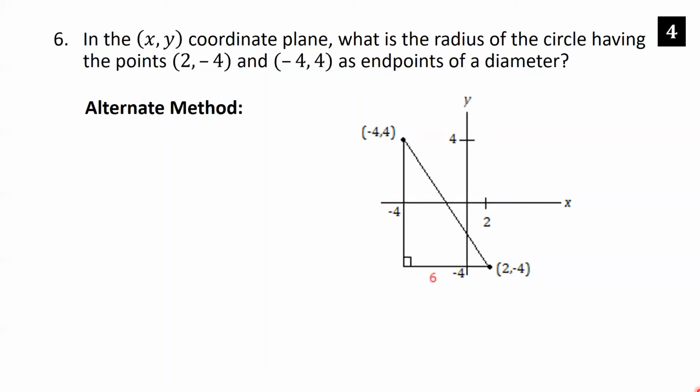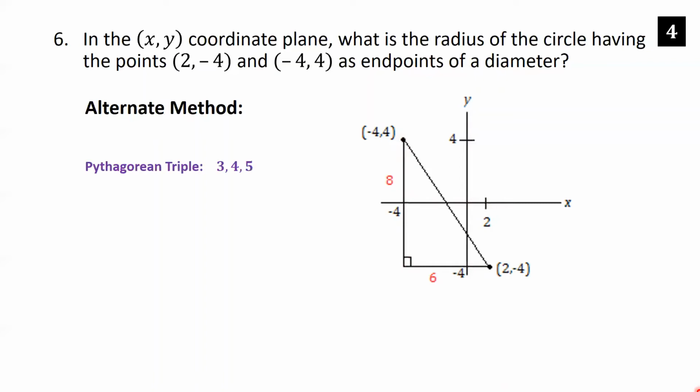And notice that the length of this leg is 6, right? How do I get that? Because it's going from -4 to 2, right? -4 to 0, that's 4, plus another 2 is 6. And this leg, the vertical one, has length 8, right? Because it's going from -4 up to 4. So there's 4 here and 4 here for a total of 8.